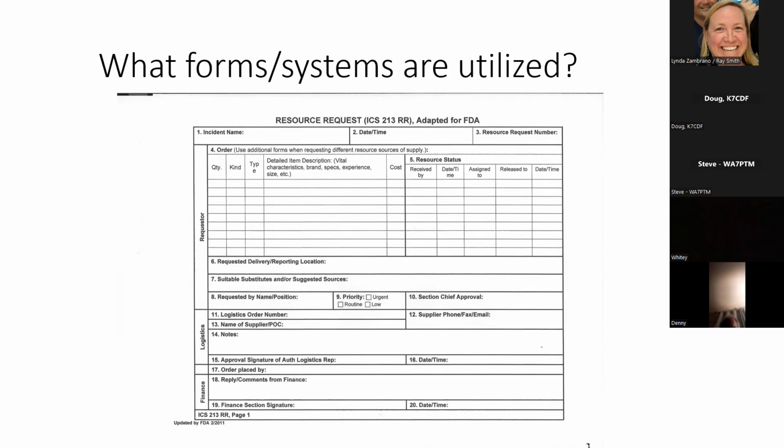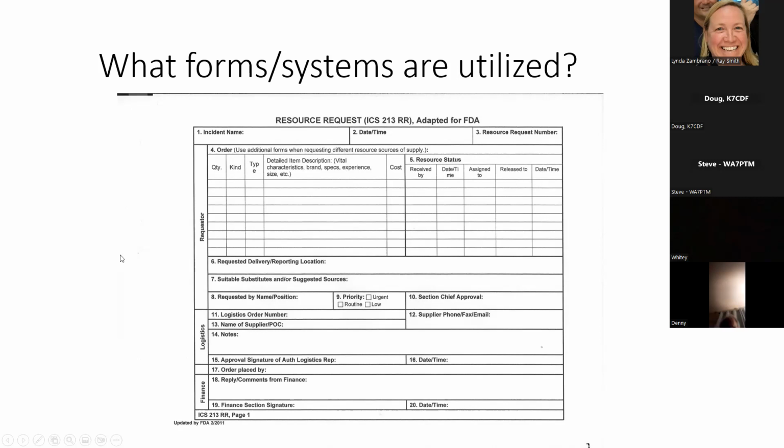And so then if you go down there in block 4, you see the quantity. You might have 5 of a kind, a fire engine, and what type, type 3. And then you don't really have to get too much into this part of it. If you know what you want and you spec it that way, it's okay to do it that way. And then the resource status: it'll be received by the date, who it's assigned to, and then when you're done with it, who it's going to get released to, and the date and time.